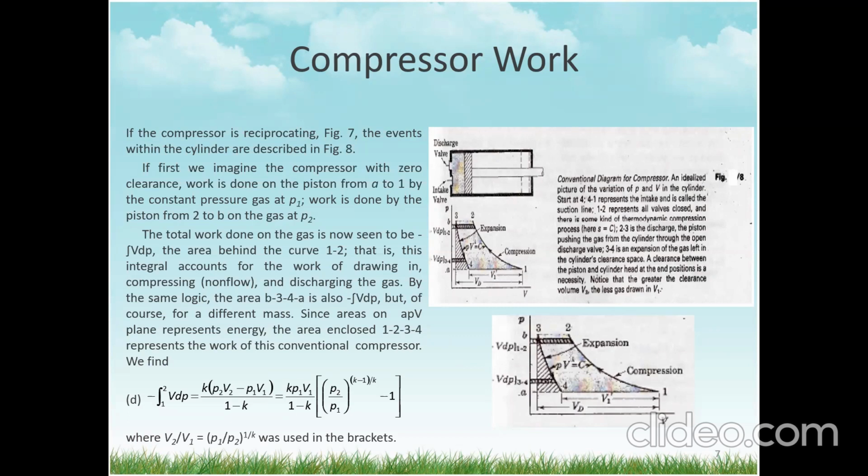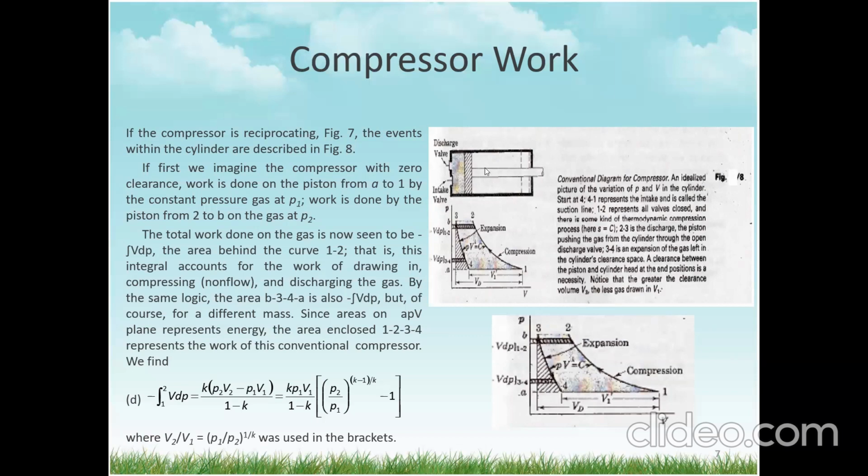So 1 to 2, all valves closed, and there is some kind of thermodynamic compression process dito. So this is PV^k is constant, that means entropy constant. Okay. Then 2 to 3 is the discharge, the piston pushing the gas from the cylinder through the open discharge valve. So yan dito, discharge na siya.